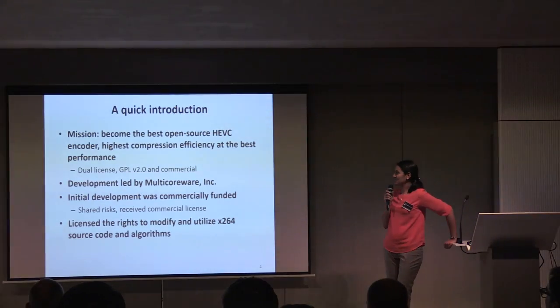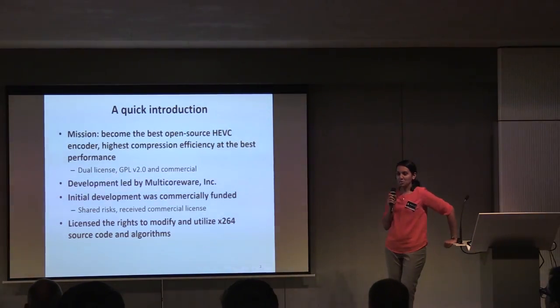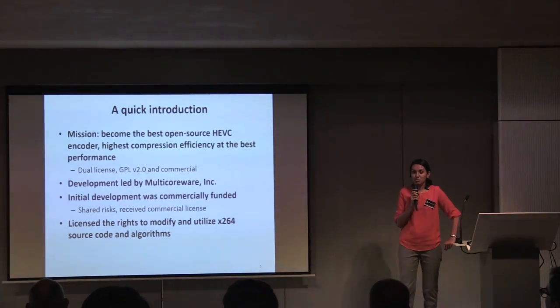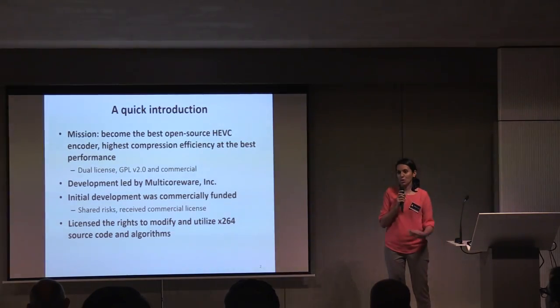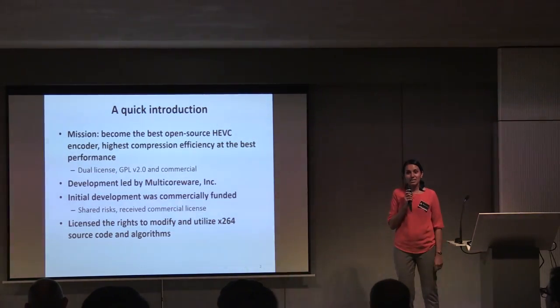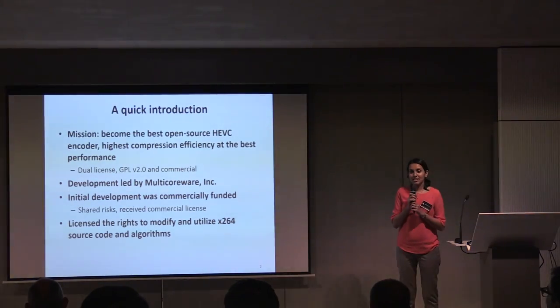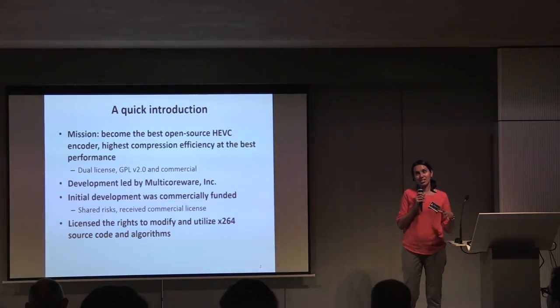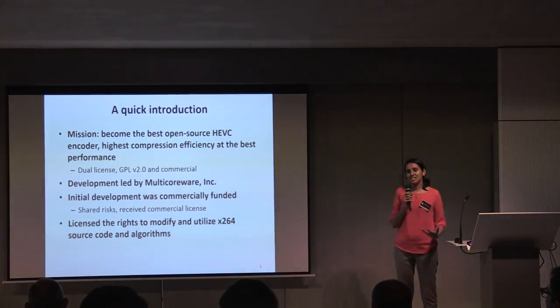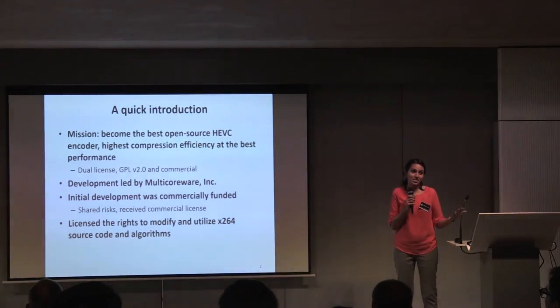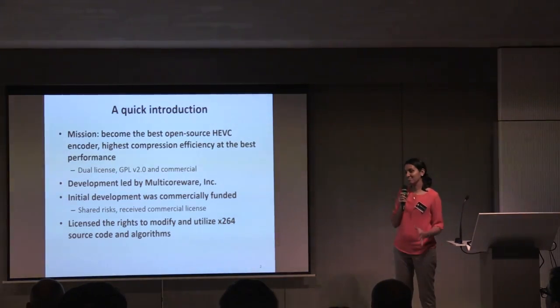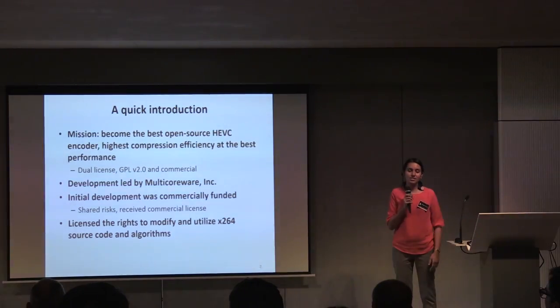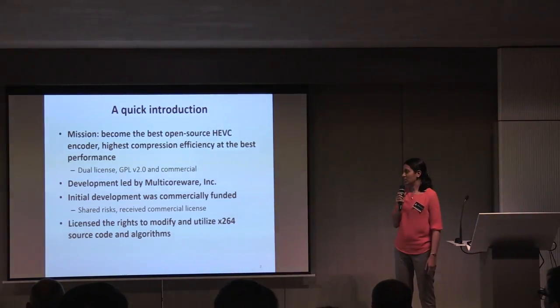We have lots of nice goals. It has the same dual license model that x264 has, so GPL V2 as well as a commercial license for those who want to put it in their product, software or hardware. Development is led by multicoreware. The initial development was kickstarted and commercially funded by a group of companies who were called our charter members. This essentially allowed us to share risk and minimize problems. In return, they received a few commercial licenses based on their investment.